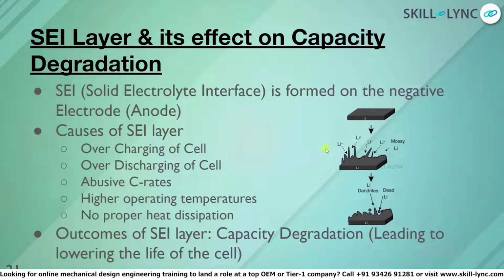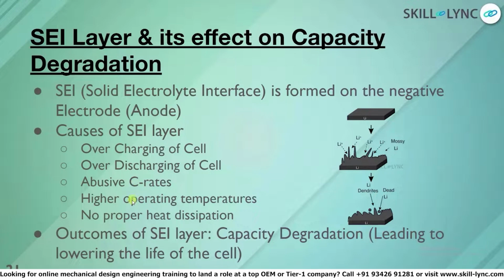So the reason why this whole thing happens is because we are overcharging the cell or over discharging the cell. And we also have abusive C rates. Abusive C rates are like when the cell is at the lowest SOC like 5% and 10%, and even then we are trying to abuse the cell at 2C, 3C, when the BMS is not even bothered about that. That is where it happens, abusive C rate.